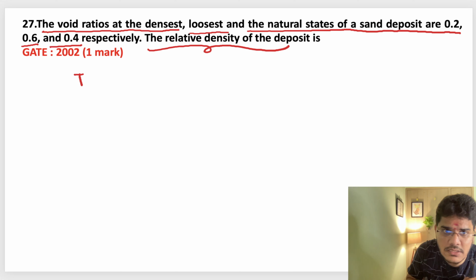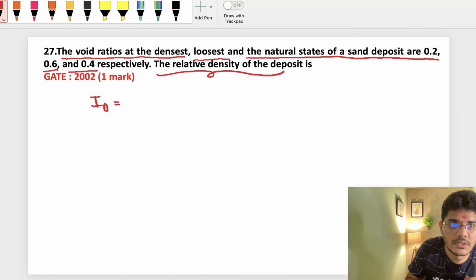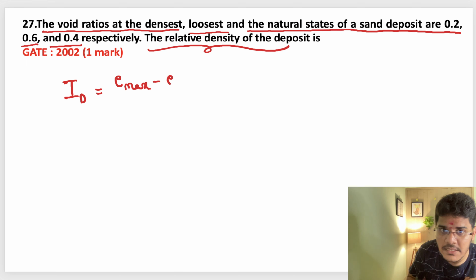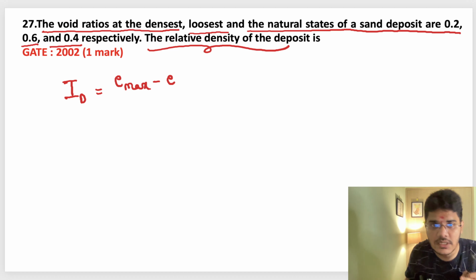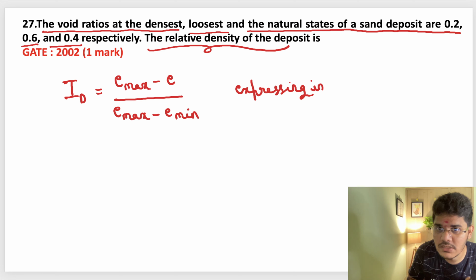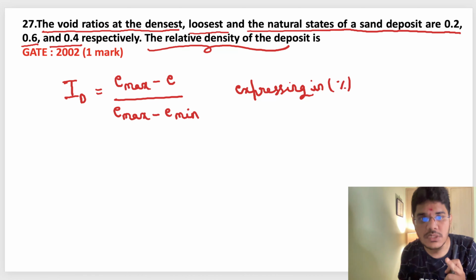So relative density or density index, it will be denoted by I suffix D. Relative density or density index, I suffix D is equal to, this formula is given by E max, that means maximum void ratio, minus E, that means void ratio in the natural state, divided by E maximum minus E minimum. Okay, this actually we will be expressing in percentage only. This relative density or density index will be expressed in percentage only.